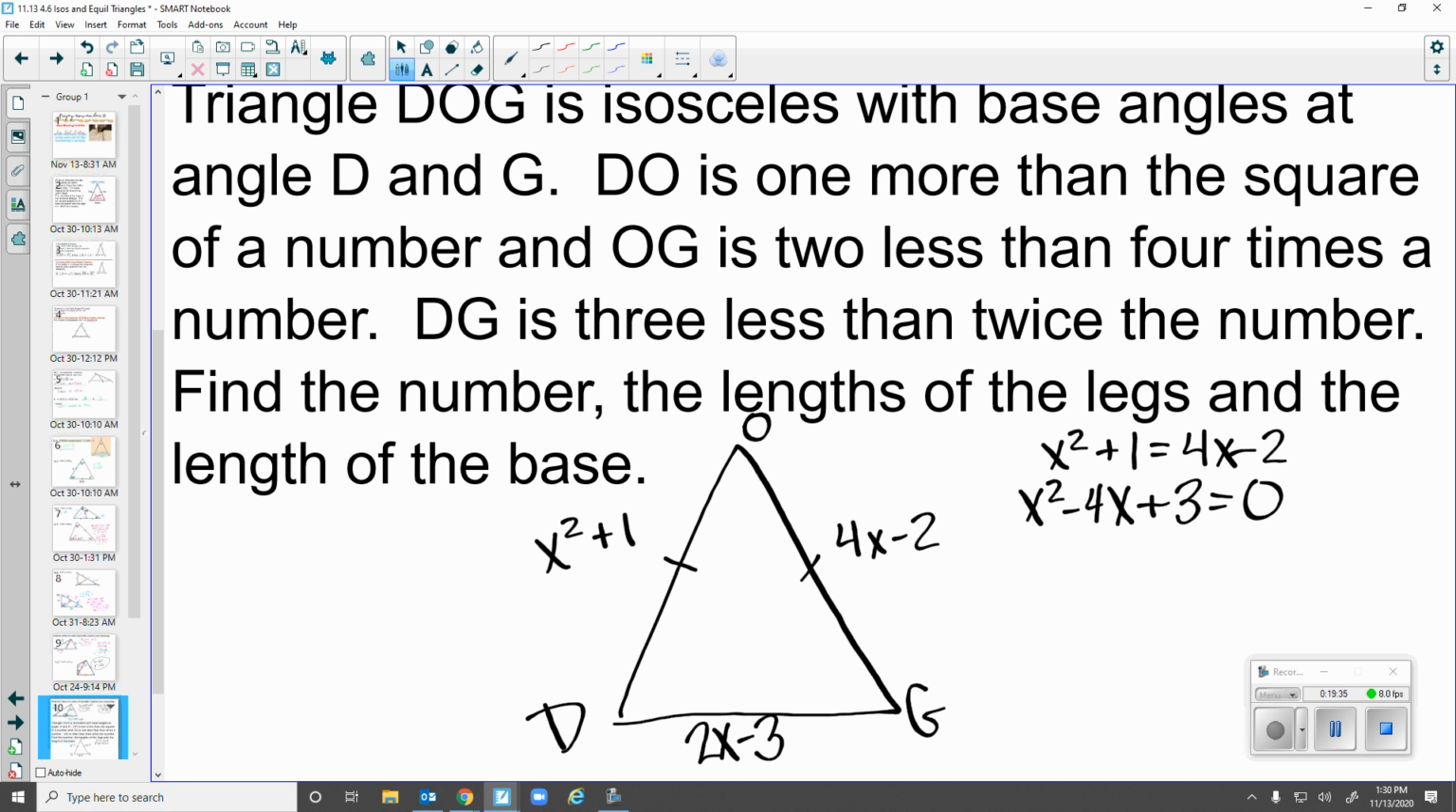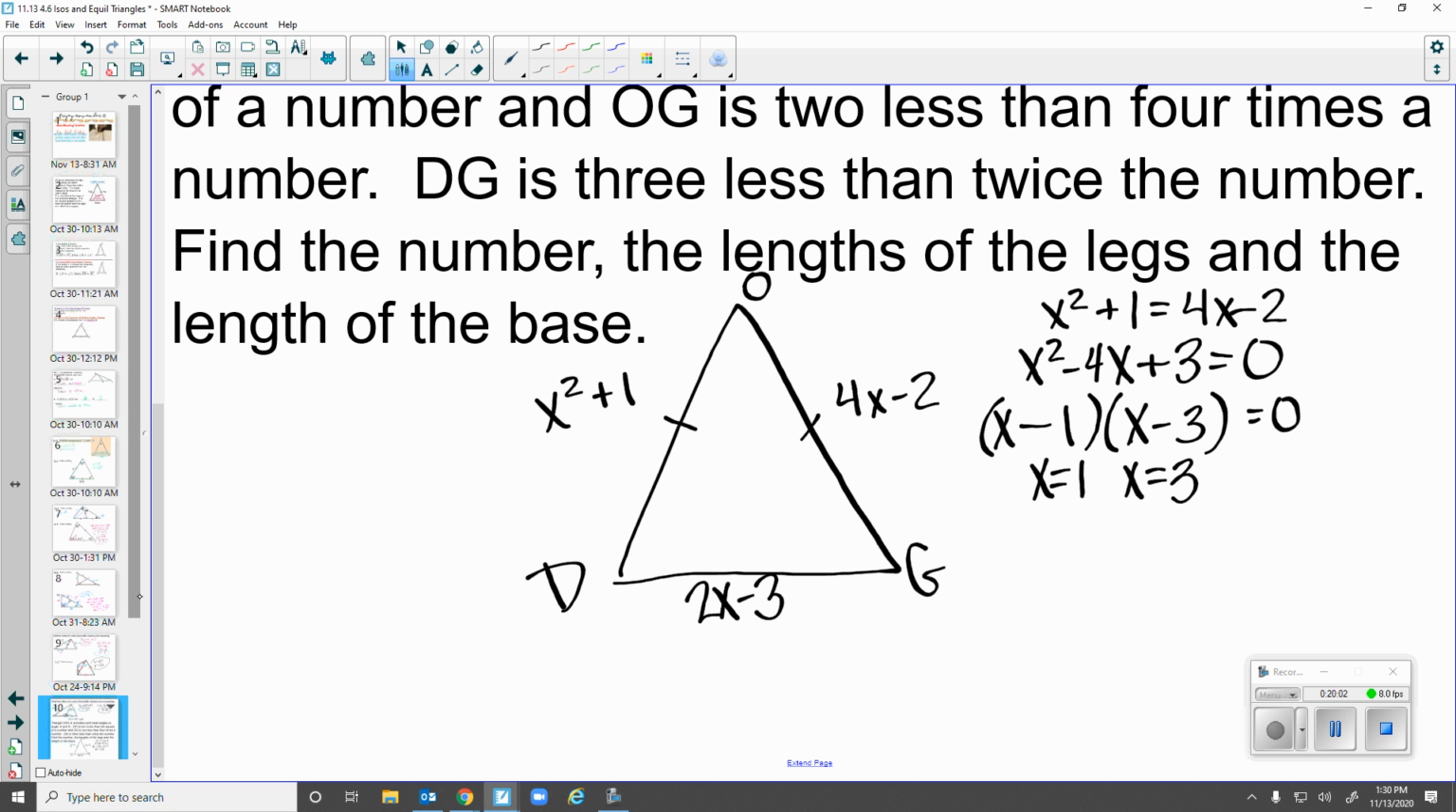I remember. X squared has a coefficient of 1, which is the easy one. The numbers that multiply to give you 3, but add up to -4. So your two x values would be 1 and 3. Plugging those numbers back into those side lengths, would both of them be okay? I don't know. Well, let's test it.